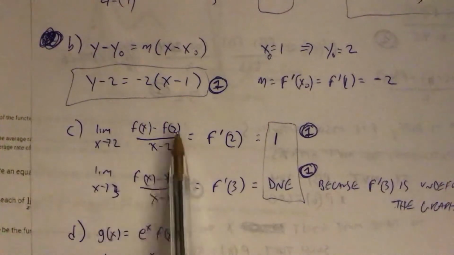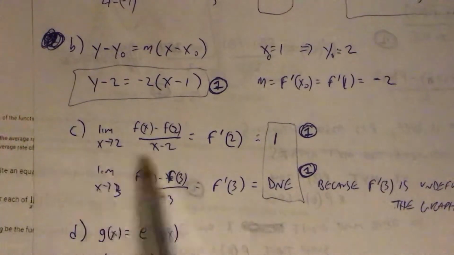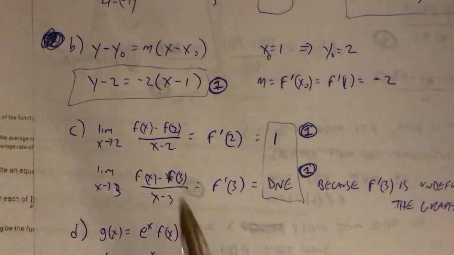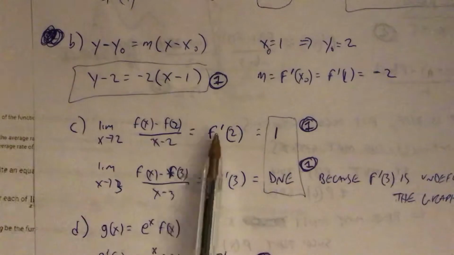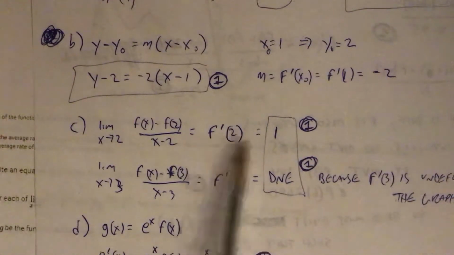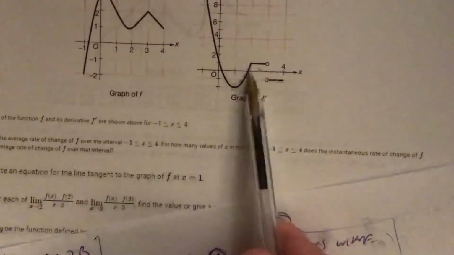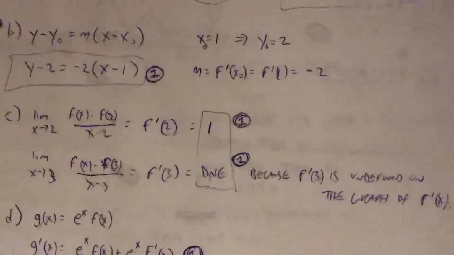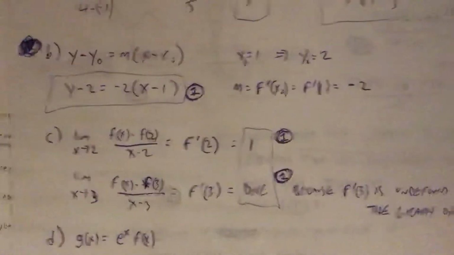Since a is that value 2, this is basically asking what's the derivative at 2 and what's the derivative at 3. If you understand that, it's actually pretty easy to answer, because this means what's the derivative at 2, and you can just get that off the picture. If you go to the derivative picture and find the value at 2, well, it's 1.